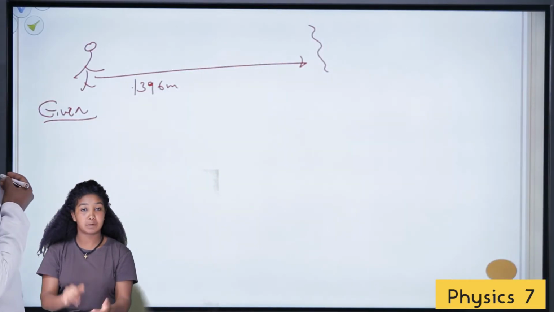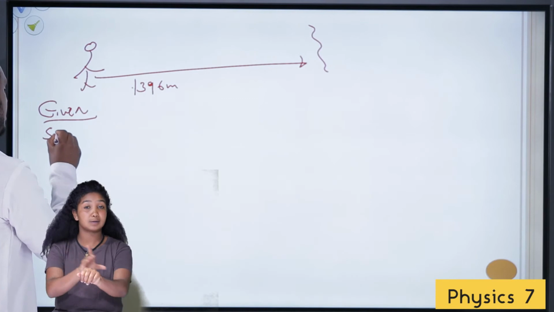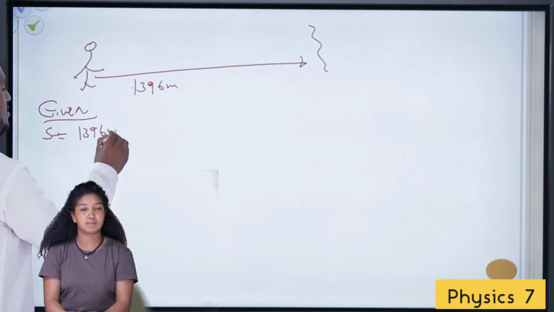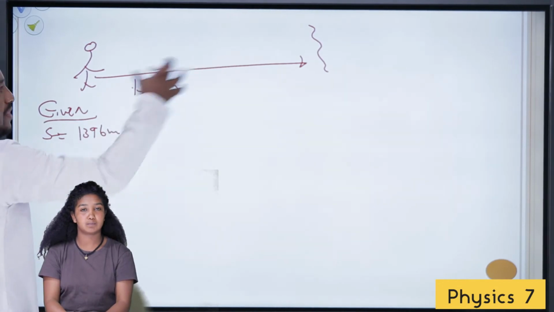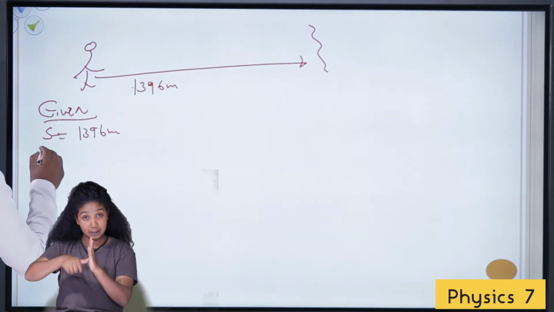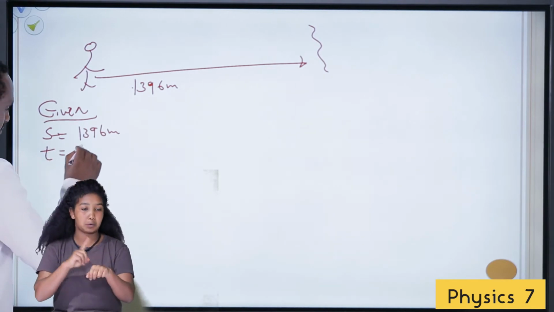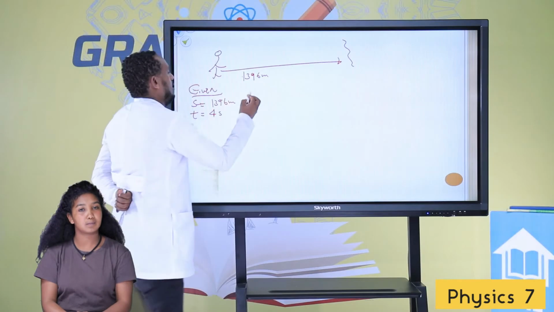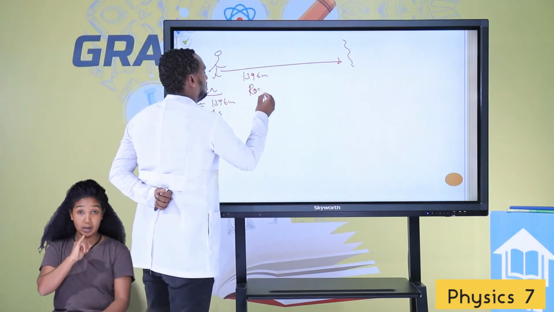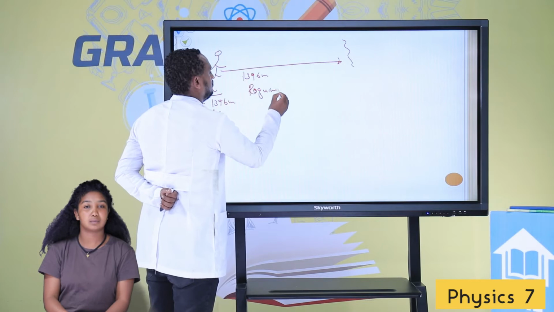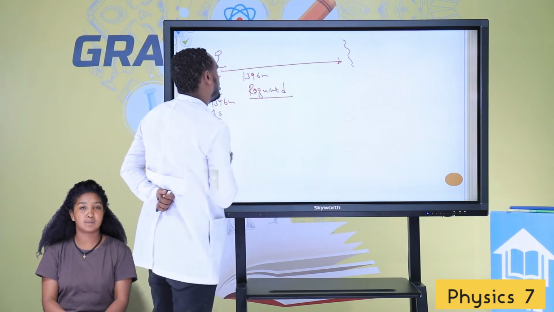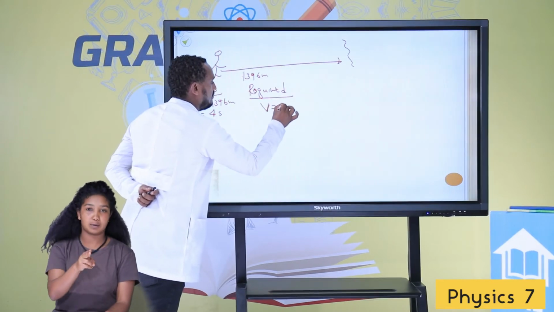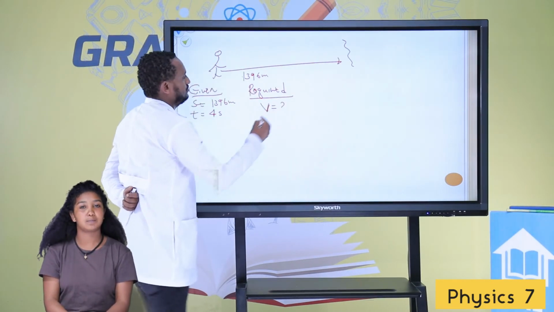So our given is distance, equal to 1,396 meters, and time, 4 seconds. Our required is V, the speed of sound. Solution.